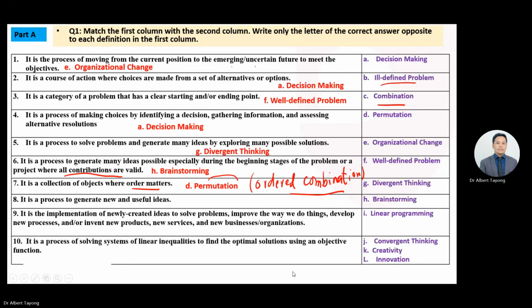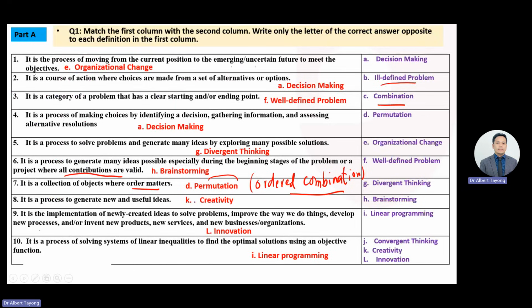Number eight, this is about creativity, the process to generate new and useful ideas. And when we implement these ideas to improve the way we do things, to develop new products, new processes, new services, and new businesses, we're actually innovating. So that is innovation, implementation of newly created ideas to solve problems.